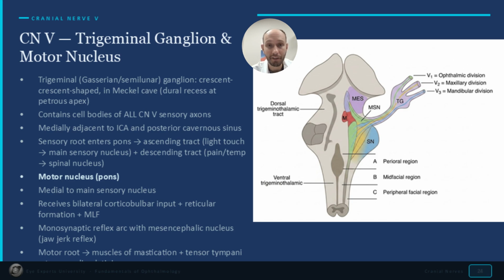The two main things are that the trigeminal ganglion lives in the Meckel's cave. The other thing is that the motor nucleus is medial to the main sensory nucleus, or the MSN, and the motor part innervates the muscles of mastication, the tensor tympani, and the tensor veli palatini. So those are all ENT problems.